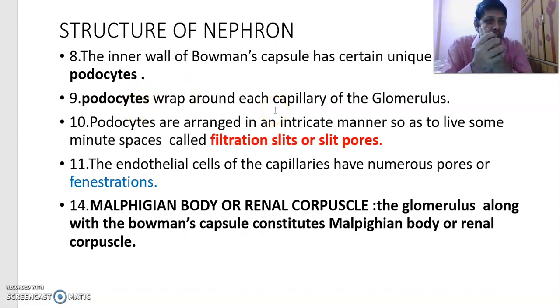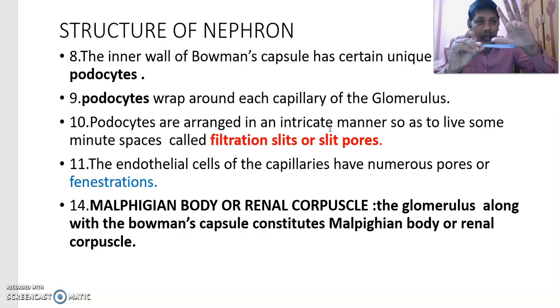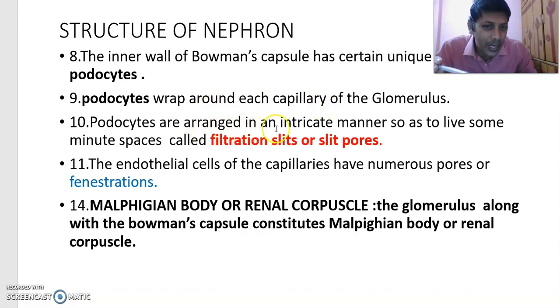Podocytes wrap around the capillaries of the glomerulus, each capillary. For example, this pen is the capillary, the hand is the podocyte, and this podocyte is wrapping around each capillary, like you wrap your books. Podocytes are arranged in a complex, intricate manner so as to leave some minute spaces.